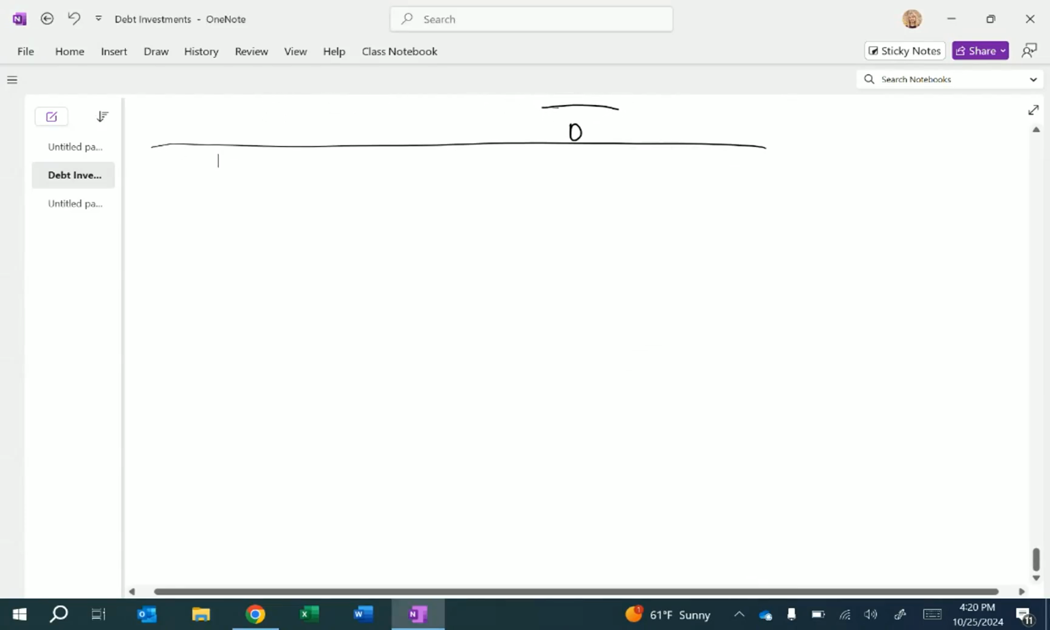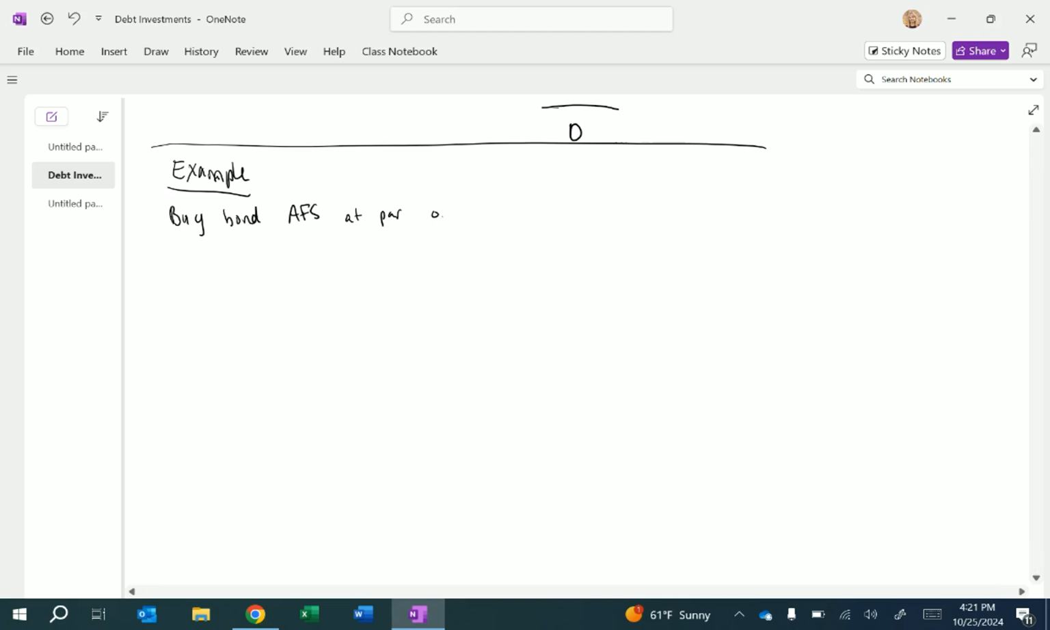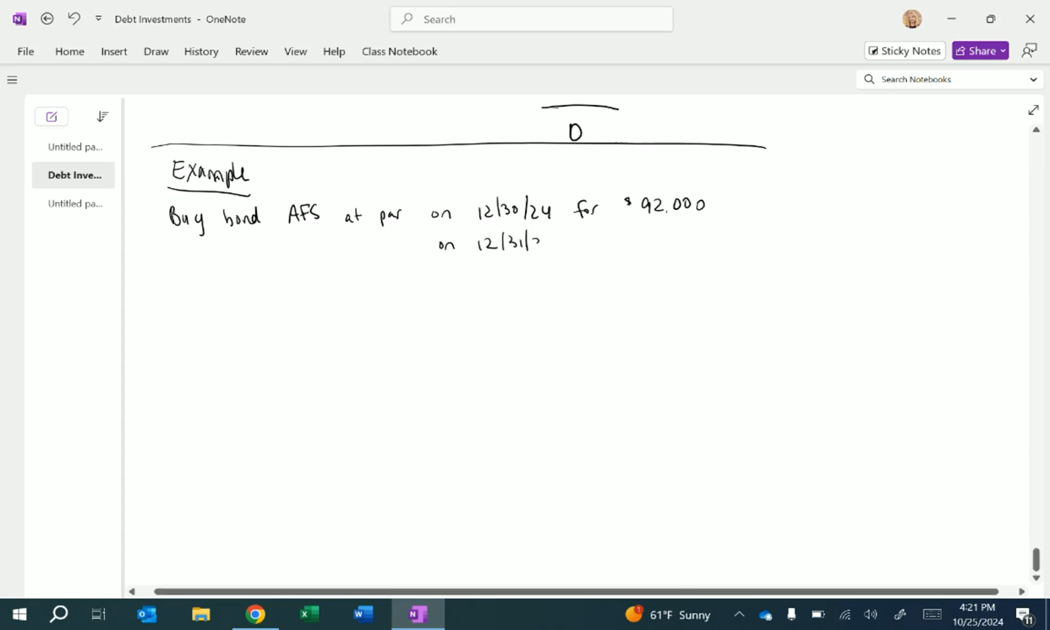That was a lot. So let's look at one fairly straightforward example. Let's assume we buy a bond investment. We record it as available for sale. We buy it at par, so there's no discount or premium. We buy it on 12/30/24 at a price of $92,000. The next day, we're preparing our financial statements.